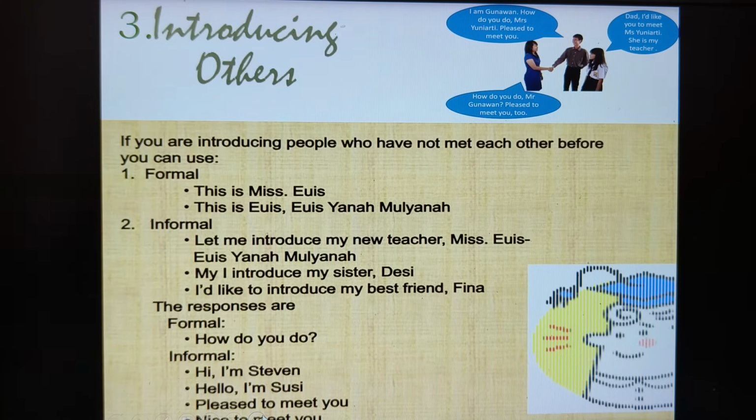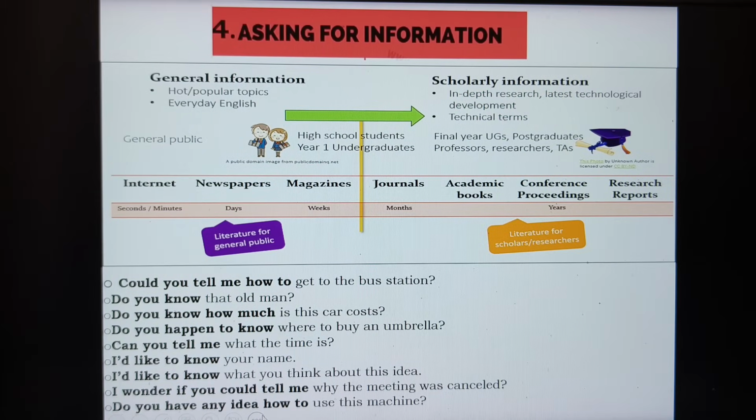నా ఫర్దర్ వీడియోస్‌లో ఇంకా ఇంట్రడ్యూసింగ్ అదర్స్ ఎలా అనేటువంటిది డీటెయిల్‌గా డిస్కస్ చేస్తాను. ఇది ఒక కంప్లీట్ ఐడియా రావడం కోసమే డిస్కస్ చేసింది. నెక్స్ట్ వన్ ఇస్ ఆస్కింగ్ ఫర్ ద ఇన్ఫర్మేషన్.